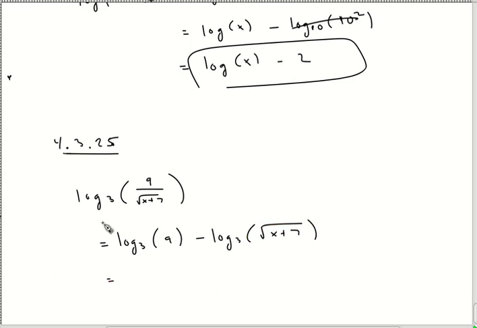Now, this one here can be simplified down. Notice that this is, yes, it's 9, but isn't that 3 squared? And the 3s are going to cancel, leave a 2. This here, what's this power here for the square root? Well, it's a 1/2. It's a half power, and you can bring that half power to the front.